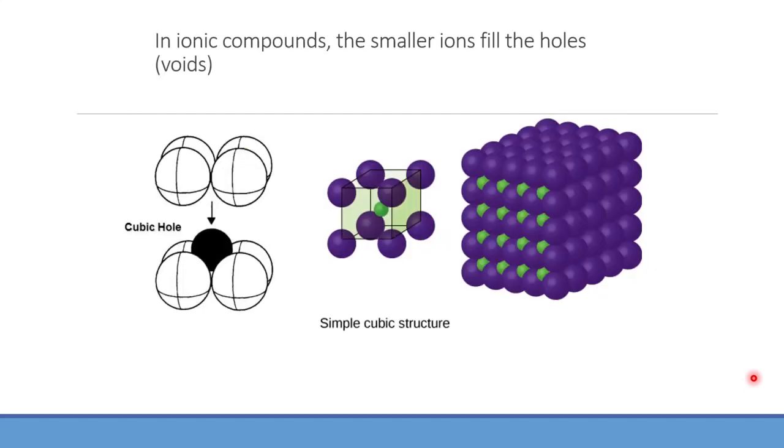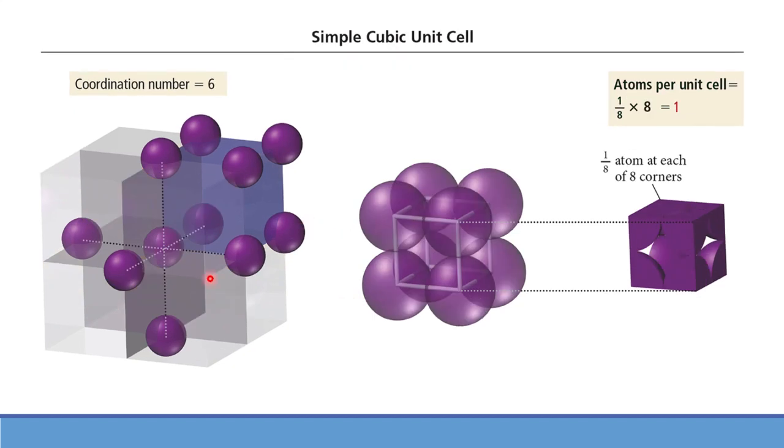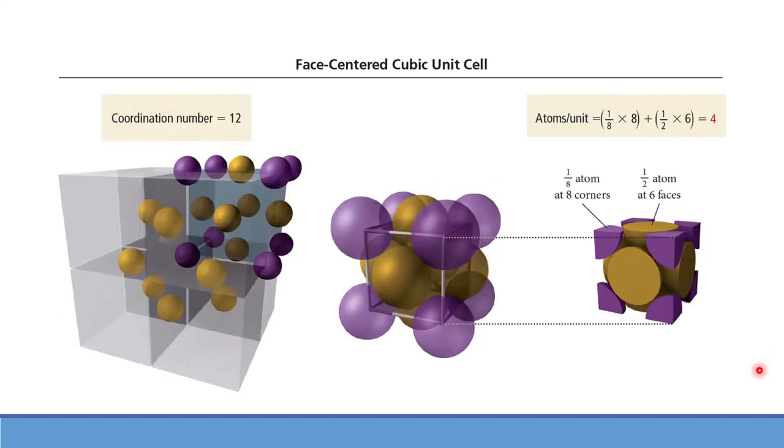So in ionic compounds, the smaller ion will fill holes. So here is an example of 2 ions. So again, remember how I said in that last one that wasn't sodium chloride? So imagine that these here are all chloride atoms, and then the sodium atoms are going to fit in the spaces. That's kind of what we're talking about.